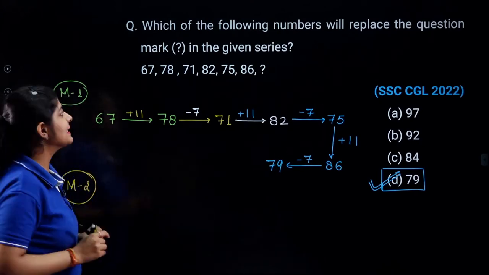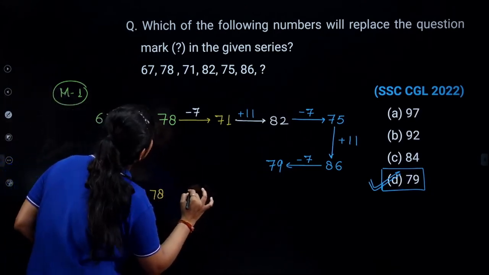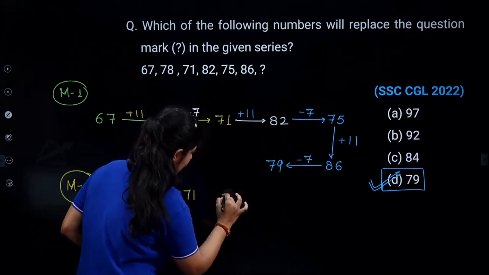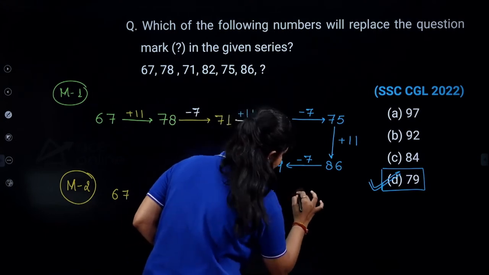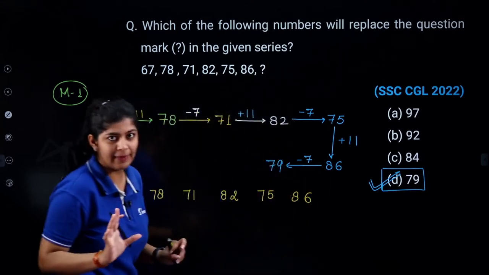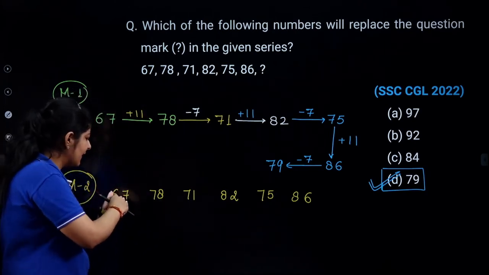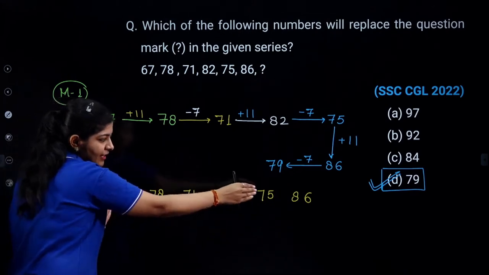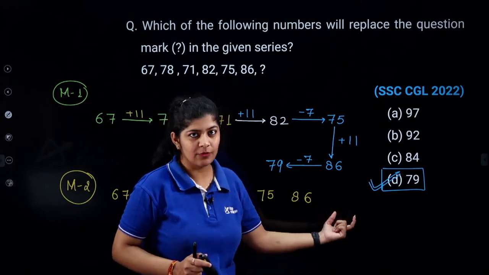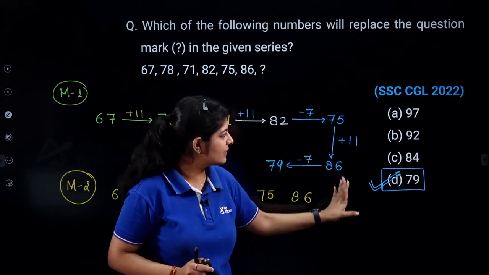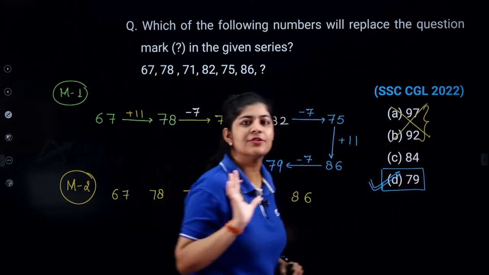When I see all these numbers, that is 67, 78, 71, 82, 75, 86, right? These are the numbers that I am having. If I observe all these numbers, I can easily say that the number is increasing, decreasing, increasing, decreasing, increasing. So I know that the number is decreasing over here. The decreased number should come at this place. So you can easily eliminate these two options, right?